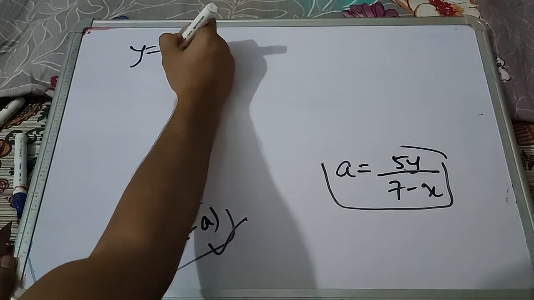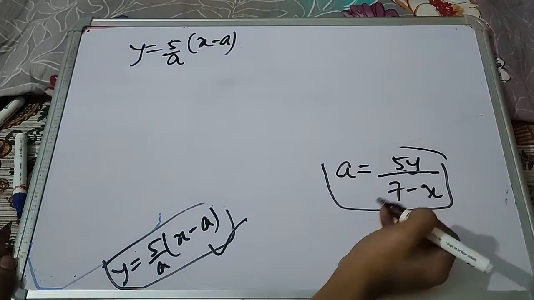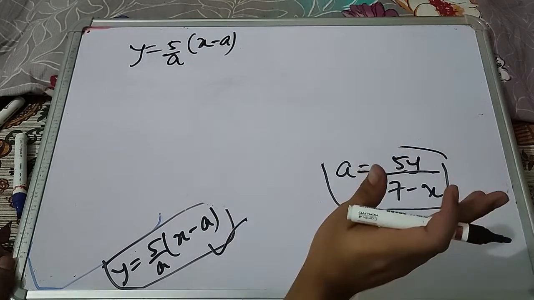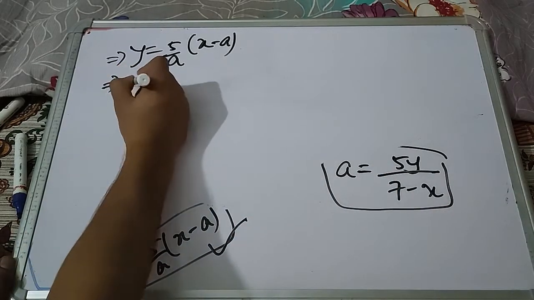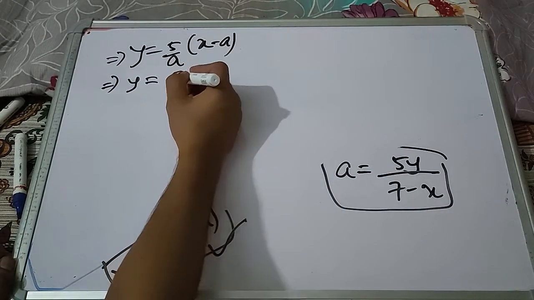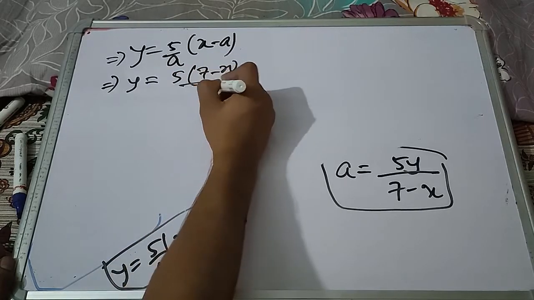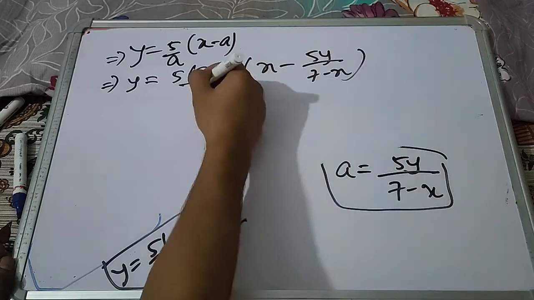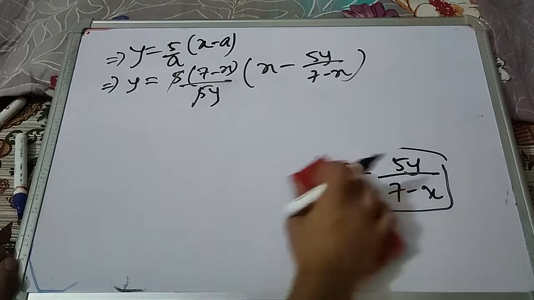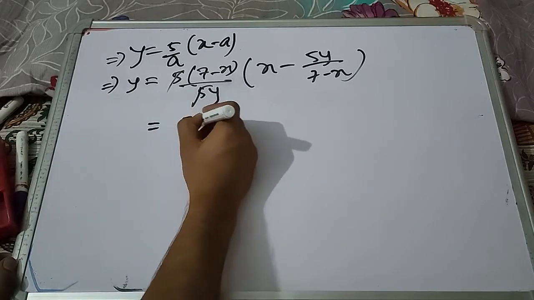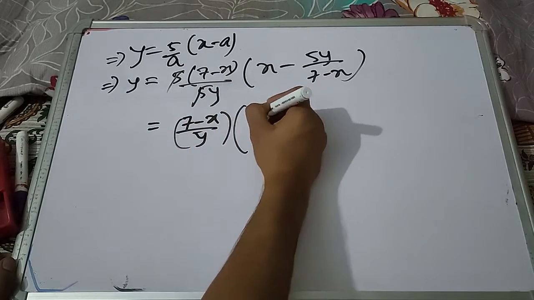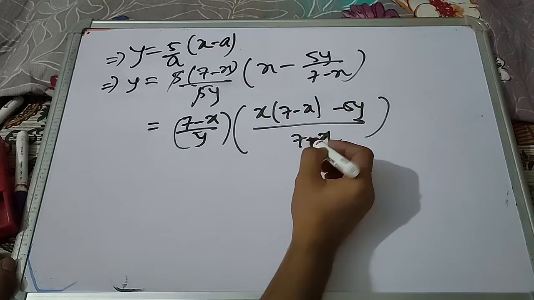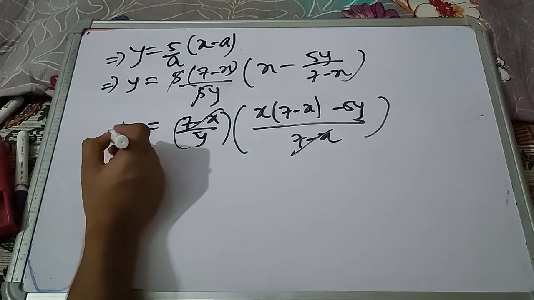Y equals 5 by a into x minus a, and we are given a equals 5y by 7 minus x. Therefore, in place of a, if I use this, a and b is completely eliminated. Therefore, y equals 5 by a, that is 5 into 7 minus x by 5y into x minus 5y by 7 minus x. 5 and 5 get cancelled, and this becomes 7 minus x by y into x into 7 minus x minus 5y by 7 minus x. So 7 minus x and 7 minus x can be cancelled, y is over here.